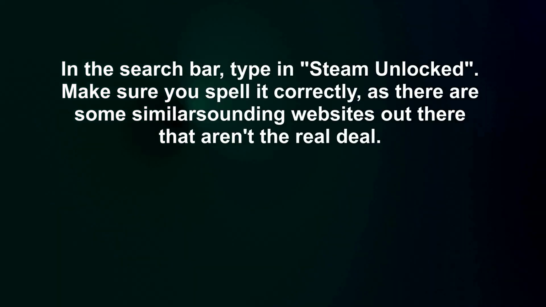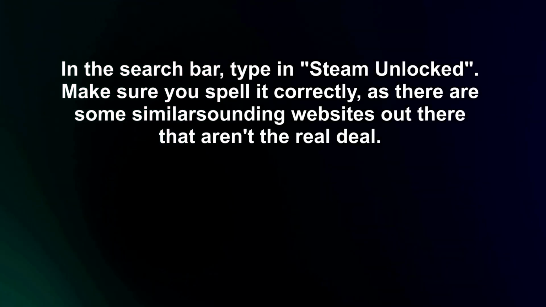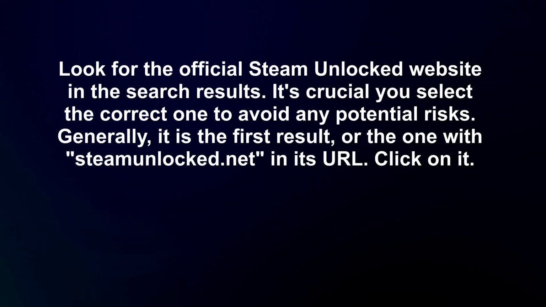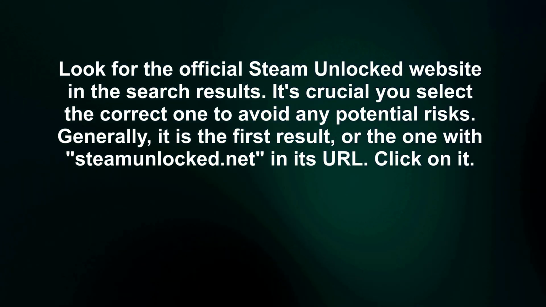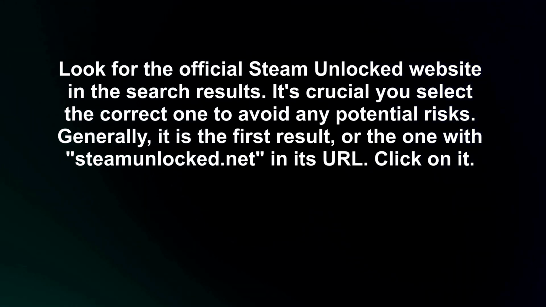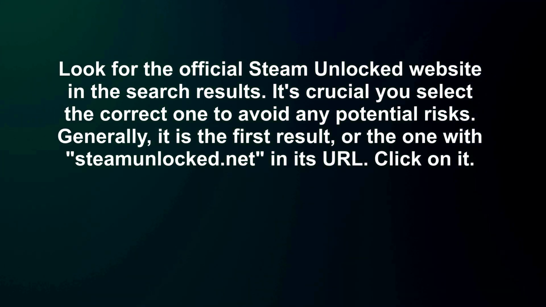In the search bar, type in Steam Unlocked. Make sure you spell it correctly, as there are some similar sounding websites out there that aren't the real deal. Look for the official Steam Unlocked website in the search results. It's crucial you select the correct one to avoid any potential risks. Generally, it is the first result, or the one with steamunlocked.net in its URL.